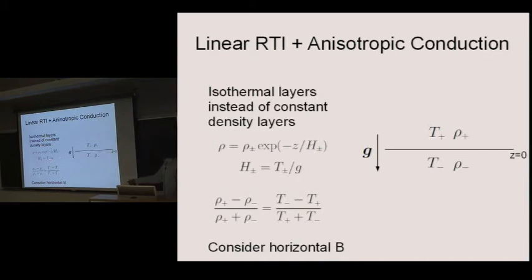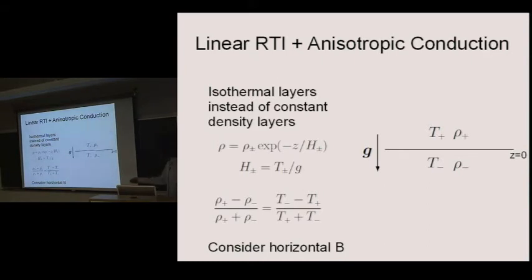So in that case, I have temperature T plus and density rho plus above the interface, and temperature and density T minus and rho minus below the interface. But for an isothermal layer, the density is also changing. So when I refer to rho plus and rho minus, I'm actually only talking about the density right above or right below the interface. The temperature, however, is the same no matter where you are, as long as you stay above or below the interface.